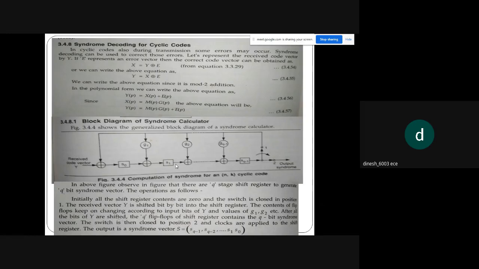Initially, the contents of the shift registers will always be 0, and the switch is in the closed position, which is equal to 1. The received vector is shifted bit by bit into the shift register, and the contents of the flip-flops keep changing according to the input bits of Y and the values of G1, G2 till G(q minus 1). After all the bits of Y are shifted in, the q flip-flops of the shift register contain the q-bit syndrome vector. The switch is then closed to position 2 and clocks are applied to the shift register. Then we get the syndrome vector S(q minus 1), S(q minus 2), S(q minus 3), S(q minus 4) till S1, S0, till the last bit is obtained, and we get the syndrome.